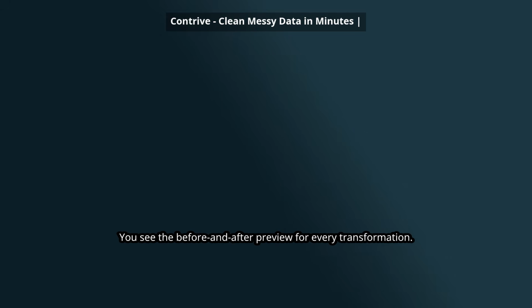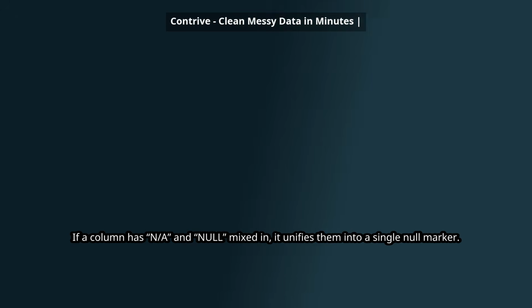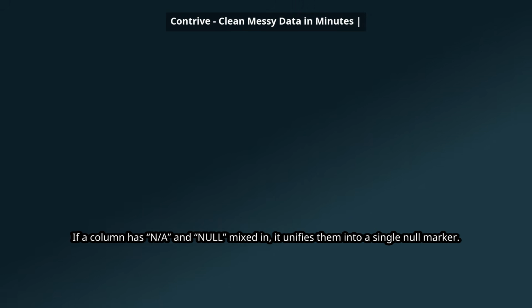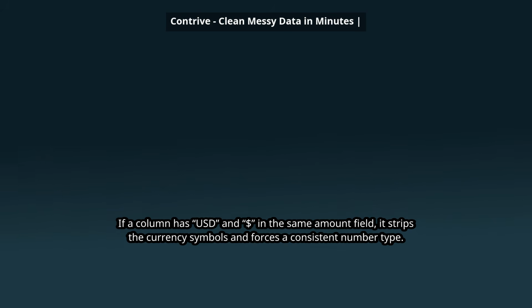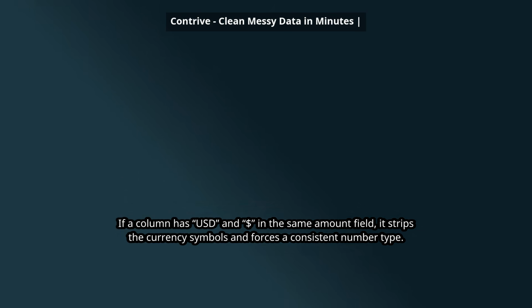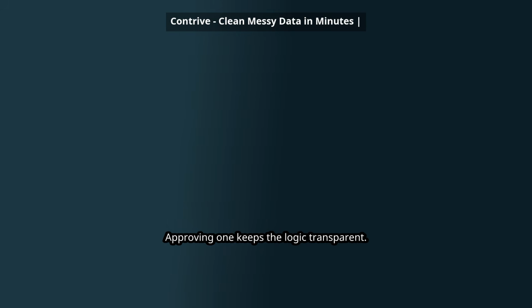If a column has not applicable and null mixed in, it unifies them into a single null marker. If a column has USD and dollar in the same amount field, it strips the currency symbols and forces a consistent number type. Each step has a reason. Approving one keeps the logic transparent. Skip what you don't need.